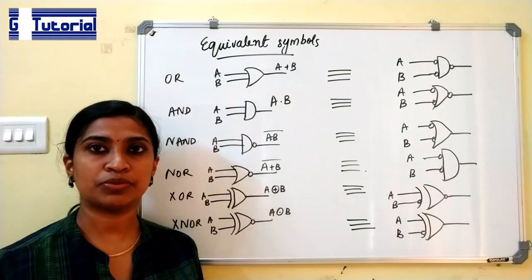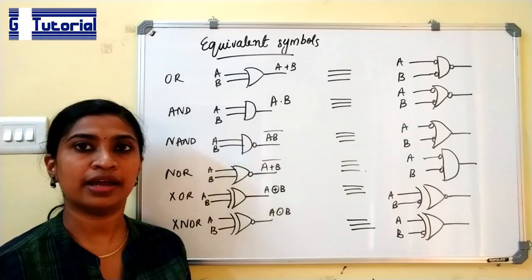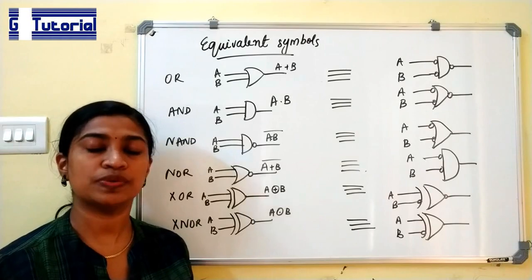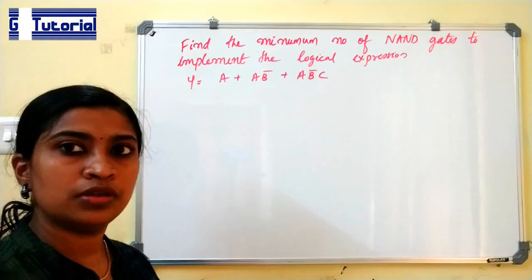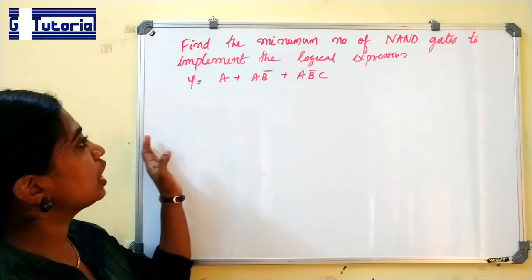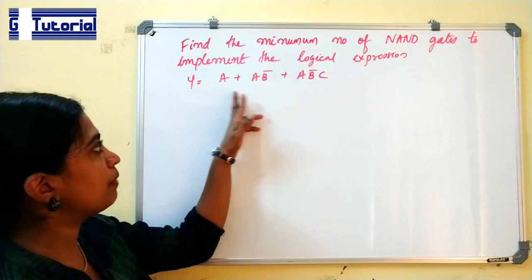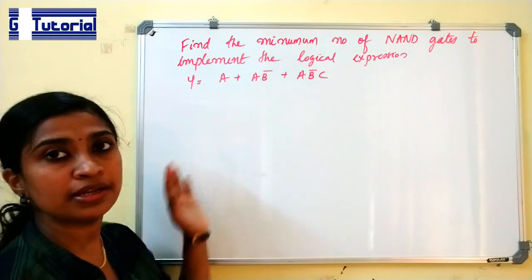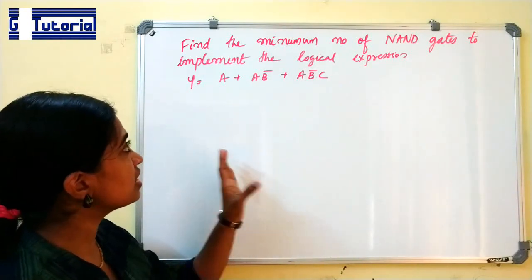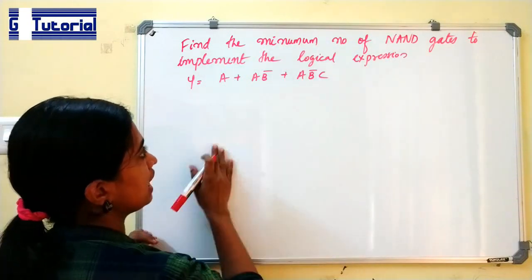Now let us do some problems based on how NOR and NAND act as universal gates. This is the first question. Find the minimum number of NAND gates required to implement the logic expression Y is equal to A plus AB bar plus AB bar C. We are asked to find the minimum number of NAND gates, so we have to reduce the expression.